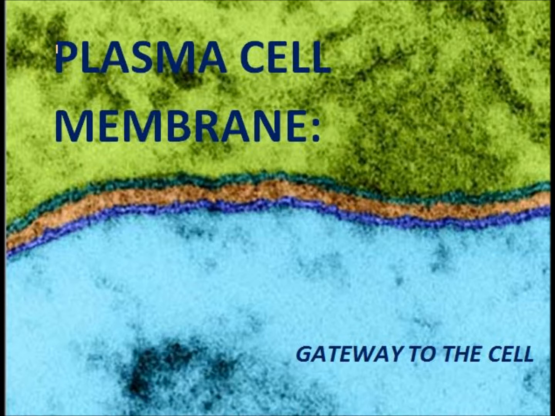The first layer of human skin is called the dermis, which helps protect our body. Like the dermis, the plasma cell membrane is an added layer of protection for the cell. Also, both the dermis and the cell membrane control what comes in and what goes out.